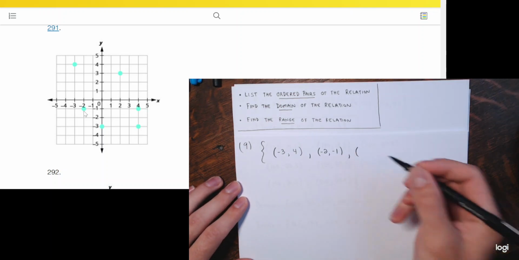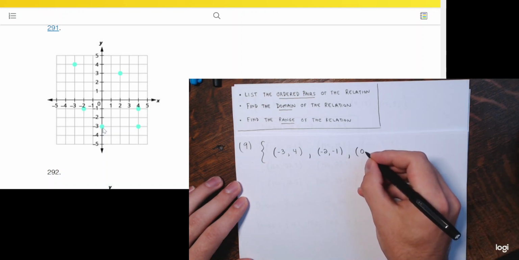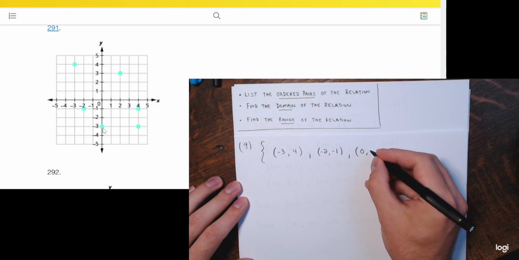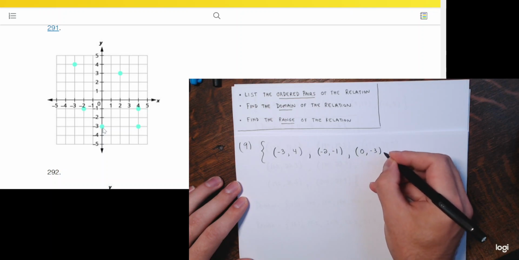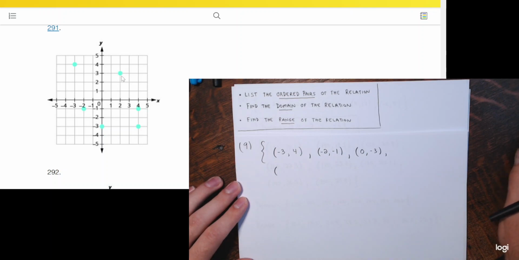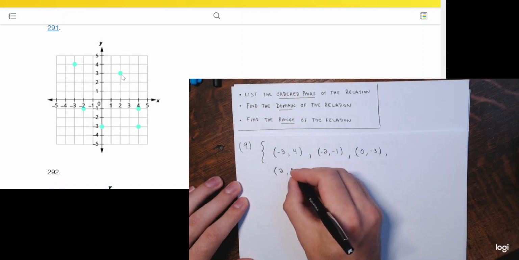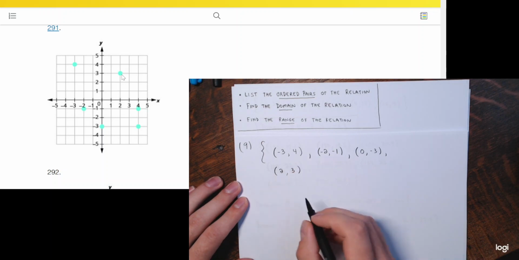All right, then moving my cursor to this point down here. That's in line with 0 on the x-axis and -3 on the y-axis. Then this point, where my cursor just moved, that's in line with 2 on the x-axis and +3 on the y-axis. So I got the ordered pair 2, 3.